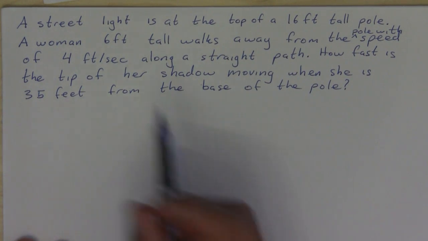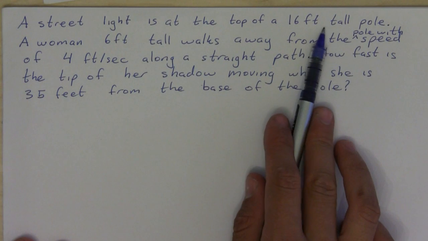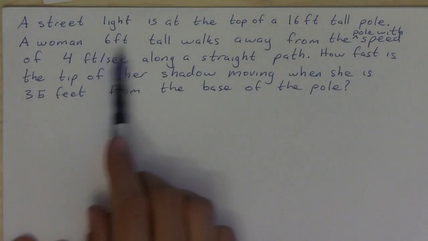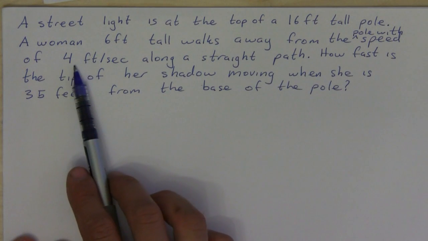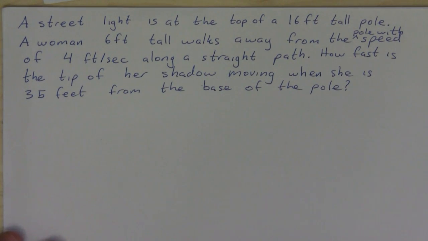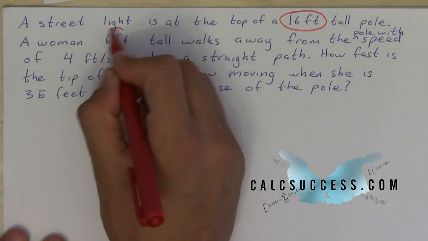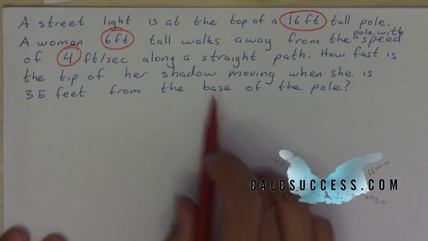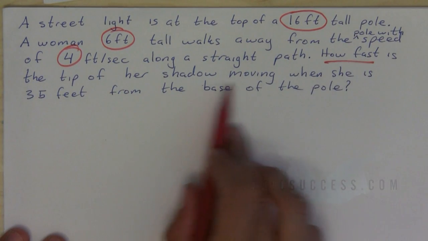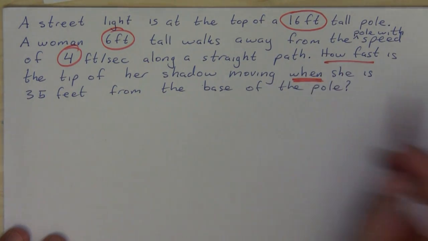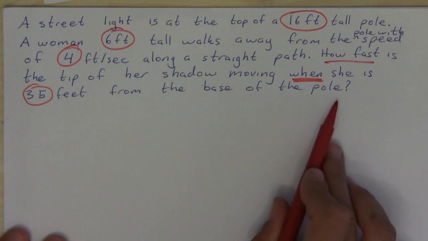Okay, so in this problem it says that a street light is at the top of a 16-foot tall pole. A woman, 6 foot tall, walks away from the pole with a speed of 4 feet per second. Let's start circling these. 6 foot, 4 feet per second along a straight path. How fast is the tip of her shadow moving when she is 35 feet from the base of the pole?